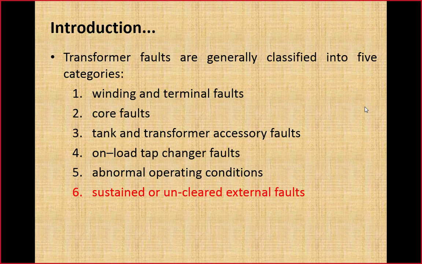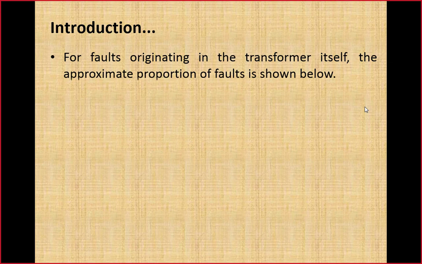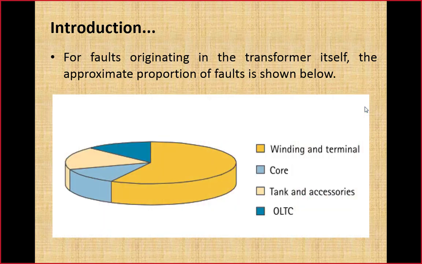So there are only five major categories of fault which would affect the transformer directly. Now we will discuss all these categories one by one. Before that, for all those transformer faults which originate from the transformer, let us have an idea of their statistical occurrence. Here is a pie chart that describes that the majority of faults in the transformer are winding and terminal faults, which is this orange colored portion, and then the frequency of occurrence of core, tank and on load tap changer faults.